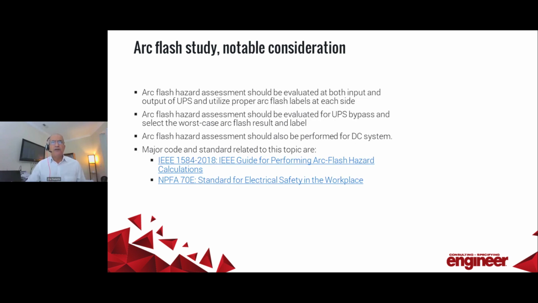Some notable considerations: we should evaluate both input and output, evaluate the bypass, and provide the worst case configuration. The DC system should be evaluated. Two major codes and standards related to arc flash are IEEE 1584-2018, the latest, which of course does not cover the DC system, though they point out a few references, and also the NFPA 70E standard for electrical safety in the workplace.